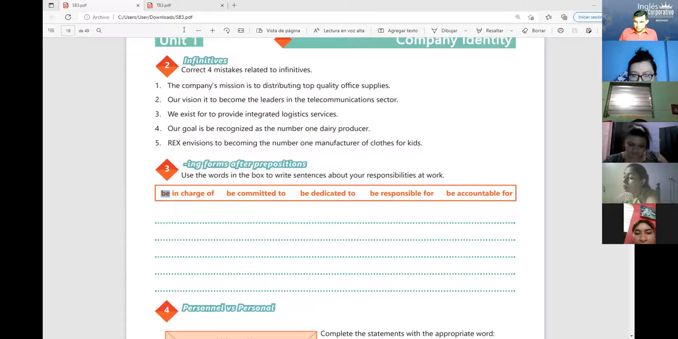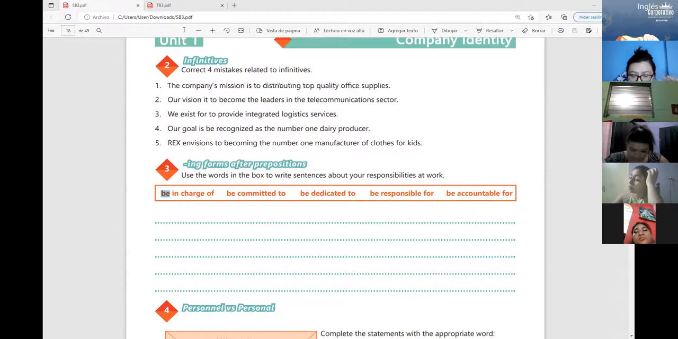Miss Sara, "I am in charge of" or "I am be in charge"? "I am be." No, el be no está conjugado. Entonces, cuando usted utiliza un sujeto, ya no vamos a utilizar be. Vamos a utilizar is or are. Por ejemplo, "she is in charge". "They are committed to."